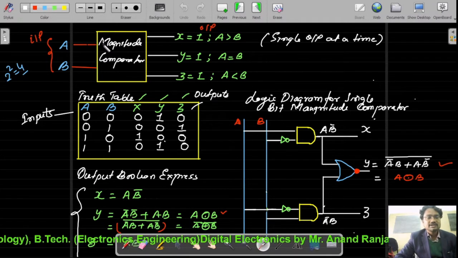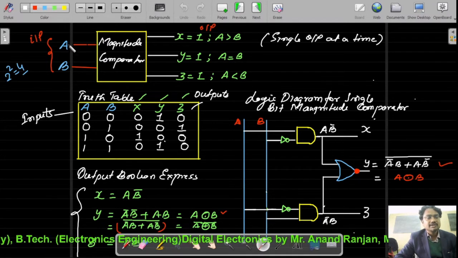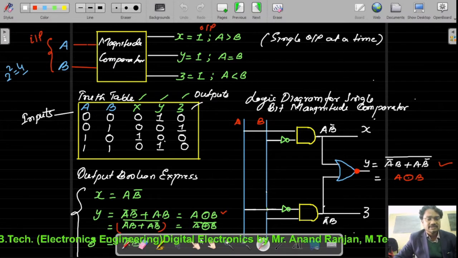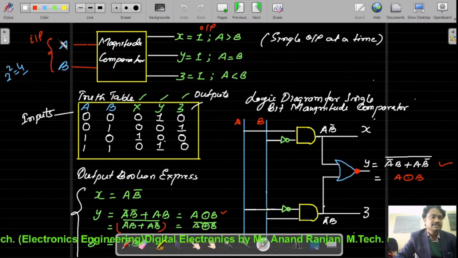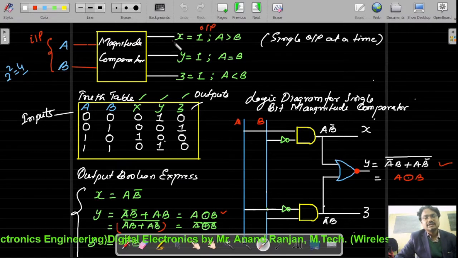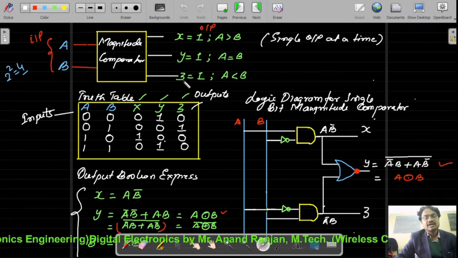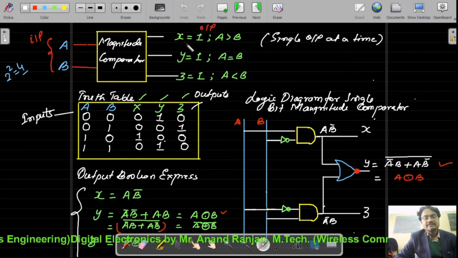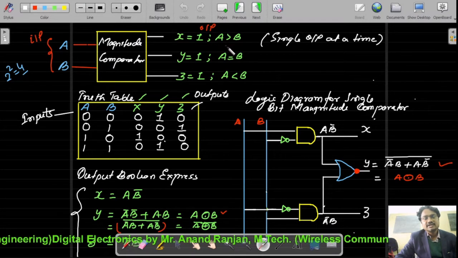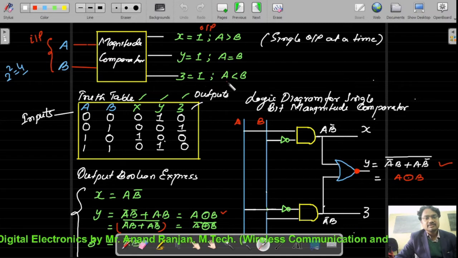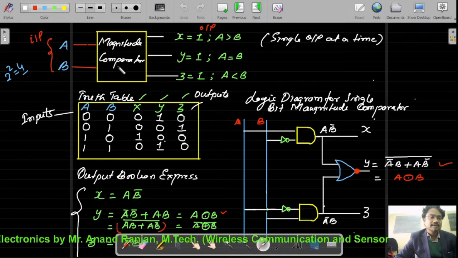In this single bit magnitude comparator, as we can see here, A and B are our inputs, and X, Y and Z are our outputs. If X is equal to 1, this signifies that A is greater than B. If Y is equal to 1, this signifies A is equal to B. And if Z is equal to 1, this signifies A is less than B. Based on this conceptual block diagram, we develop this truth table.